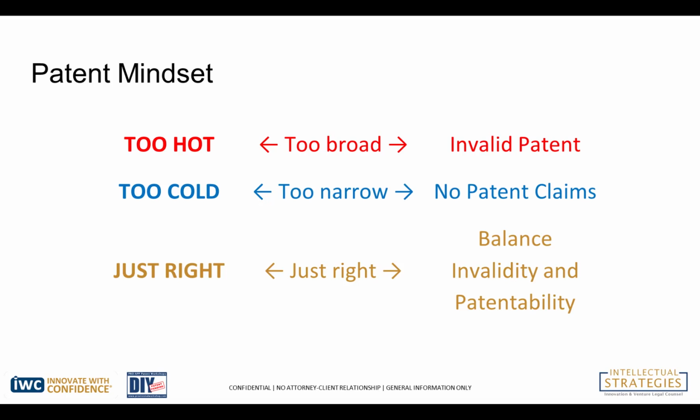On the other end of the spectrum, when something's too cold, we would interpret that as being too narrow. That means that you've created an invention that fulfills a certain need in the market, but what you've done, perhaps unintentionally, is to draft a patent application or patent claims that are too narrow, meaning you haven't covered the full scope of what you're entitled to protect.